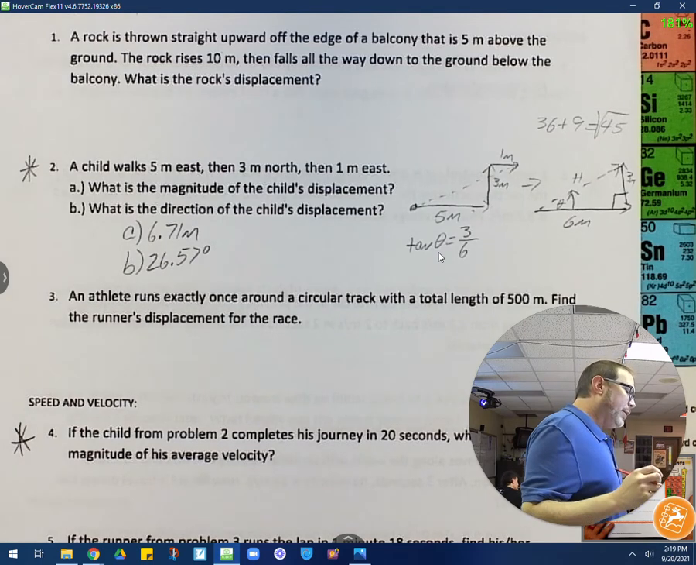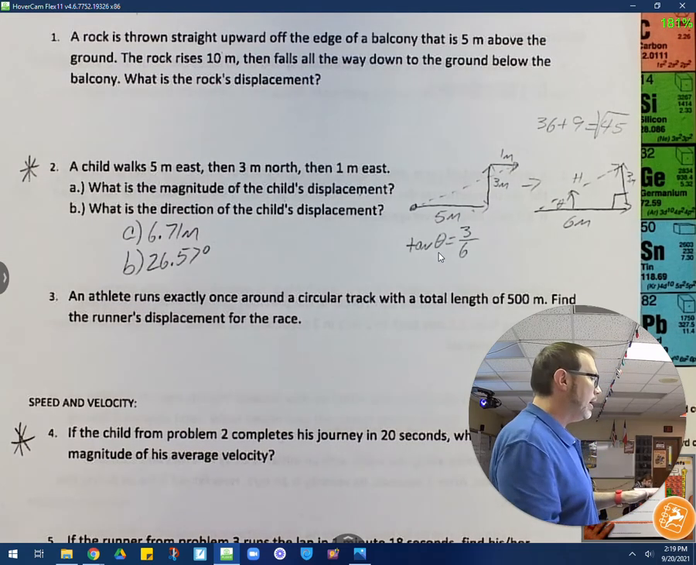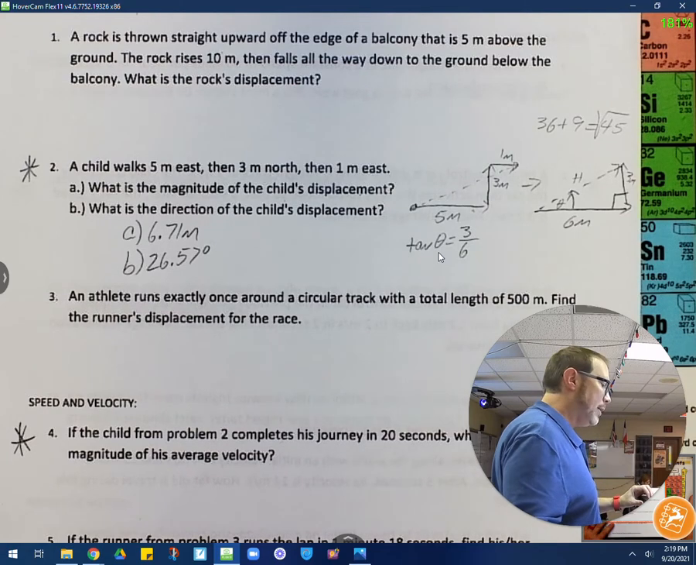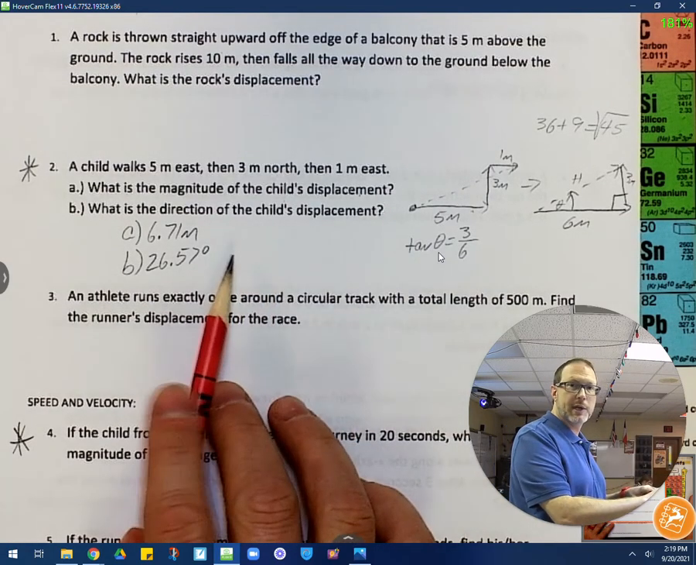I'm leaving 1 and 3 for you because 1 and 3 are quite a bit easier than 2, so I don't think you're going to have any trouble with those two. But does anyone have any questions over what we just looked at there?